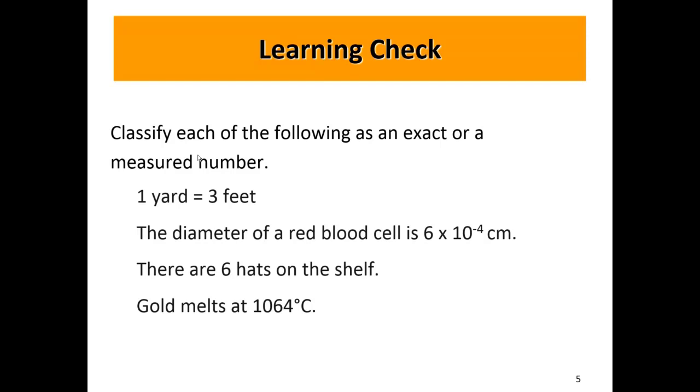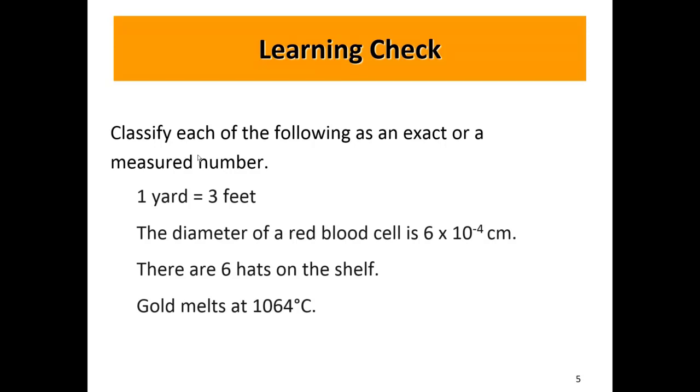What about the diameter of a red blood cell? Does the diameter of a red blood cell, 6 times 10 to the negative 4 centimeters, is that exact or measured? I believe that should be measured. Measured? Absolutely. That is a measured number. What about there are 6 hats on a shelf? Exact. That's exact. Very good. And what about gold melts at 1064 degrees Celsius? Exact or measured? Exact.